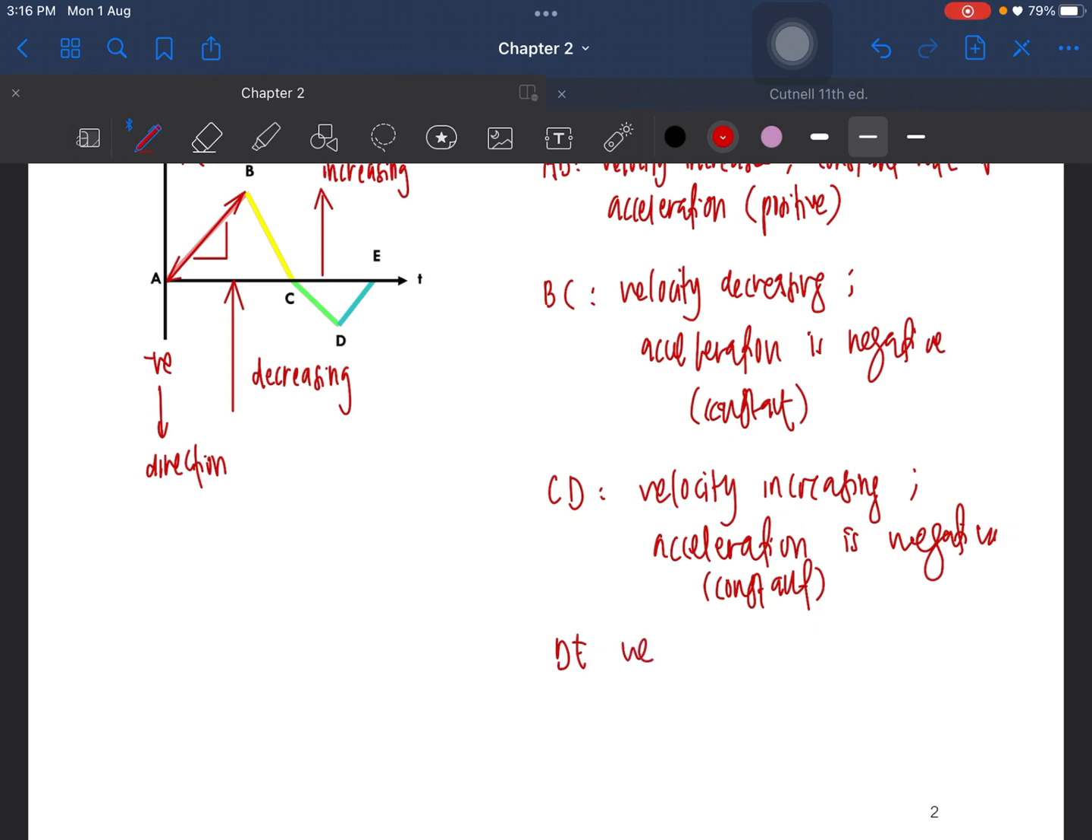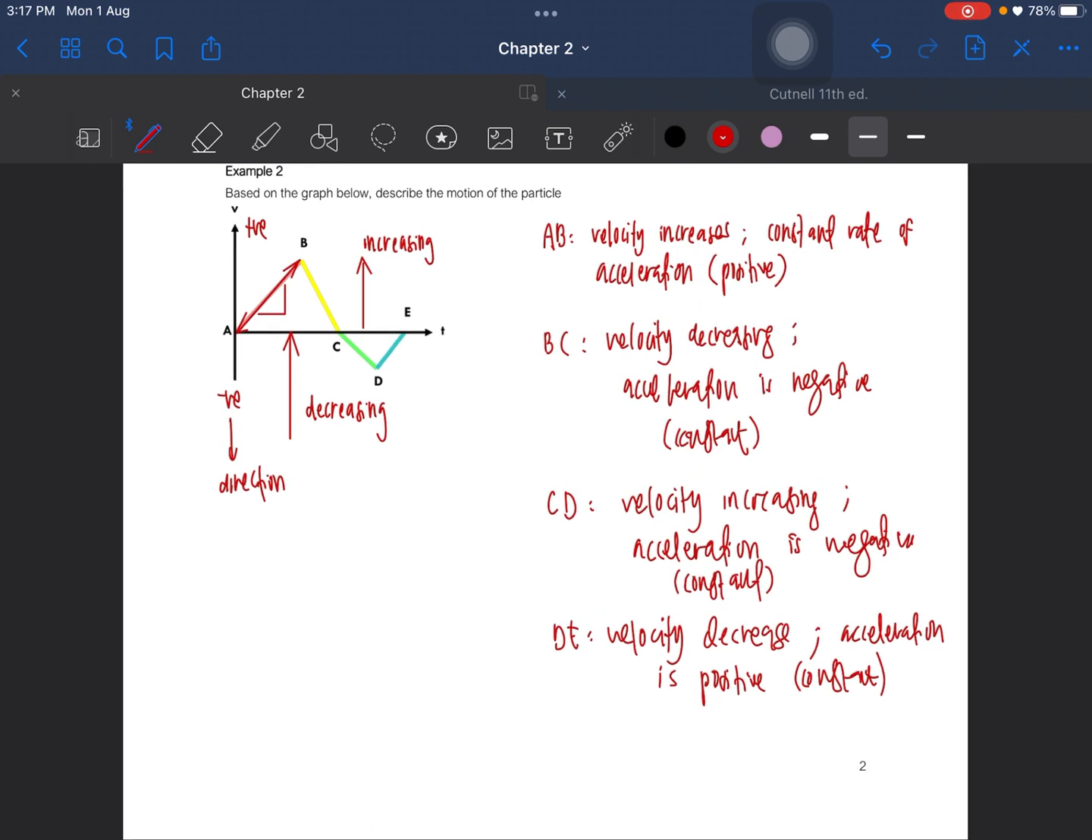So the velocity decreases as it is reaching, I think it is going to a stop. So velocity is decreasing, okay? So velocity is decreasing, it is accelerating at a constant rate. Acceleration is positive. Constant also. Okay? Alright, so that is how you describe the motion of the particle.